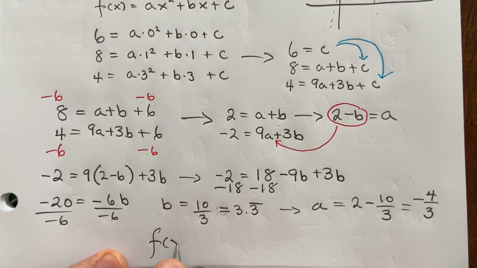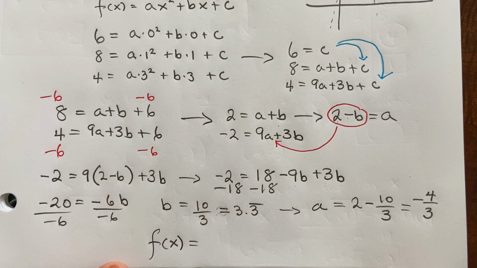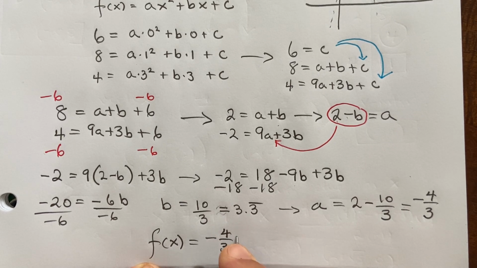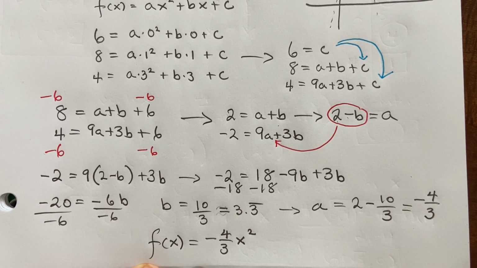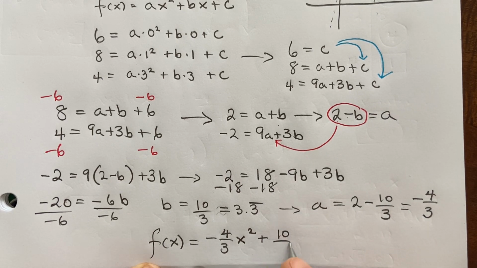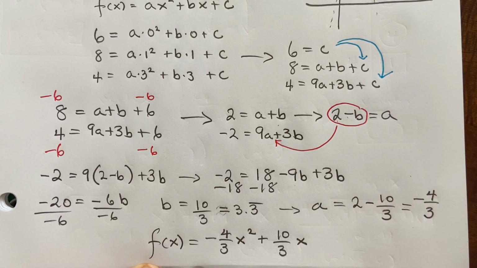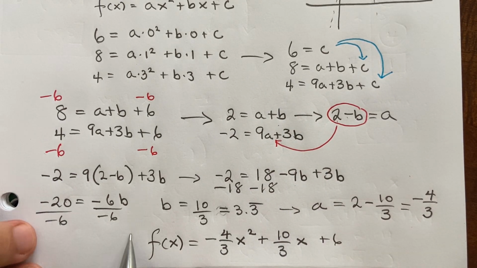So the function would be negative 4/3 x squared, b, so plus 10/3 x, and then c we know is 6, so plus 6. So this must be that function.